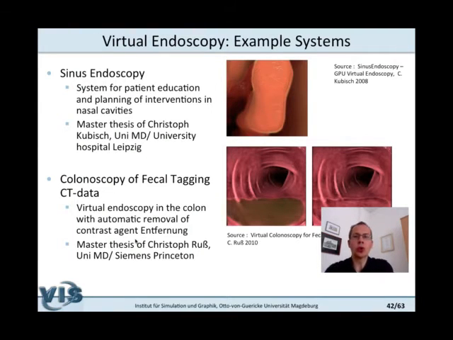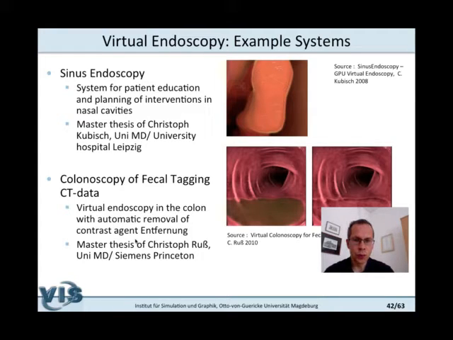Yeah, let me show you two example systems. One was created directly in our group, and I mention this not because it was created in our group, but because we fortunately had cooperating physicians that carefully tested this development in several stages. So we had several cycles where we could improve the prototype before it was used quite extensively to treat and plan operations for more than 100 patients.